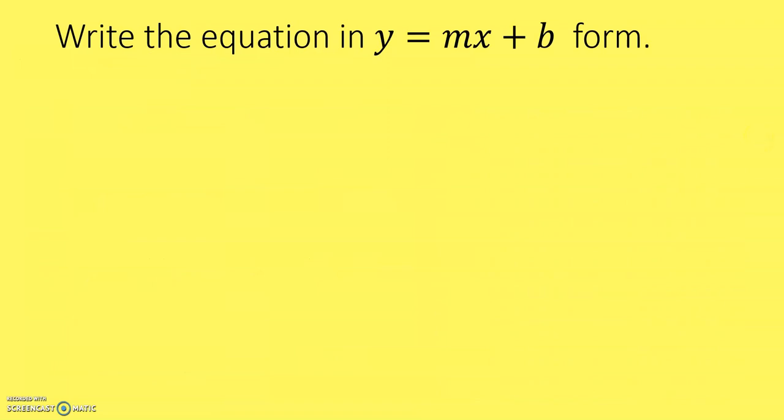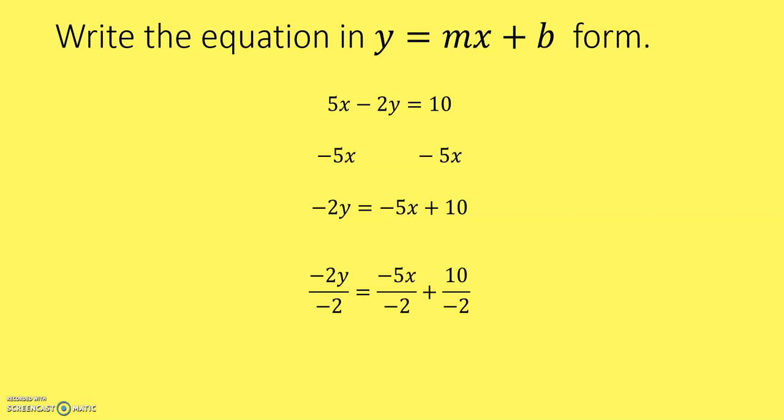Now the direction is to write the equation in y equals mx plus b form. By doing that, it's easier to calculate our y values for our table. 5x minus 2y equals 10. We're going to subtract 5x from both sides. Negative 2y equals negative 5x plus 10. Divide each term by negative 2. Simplify, and y equals 5/2 x plus negative 5.